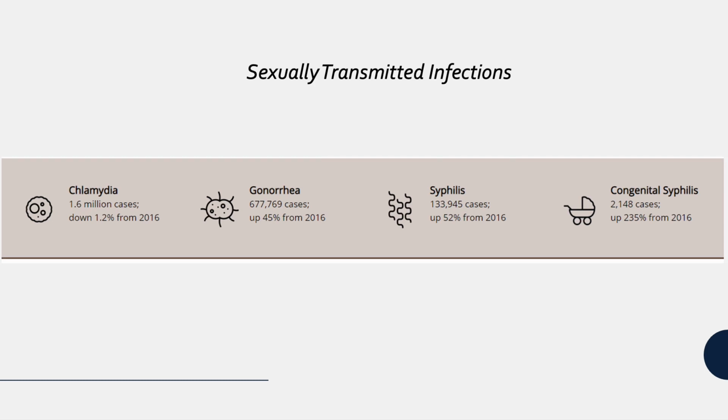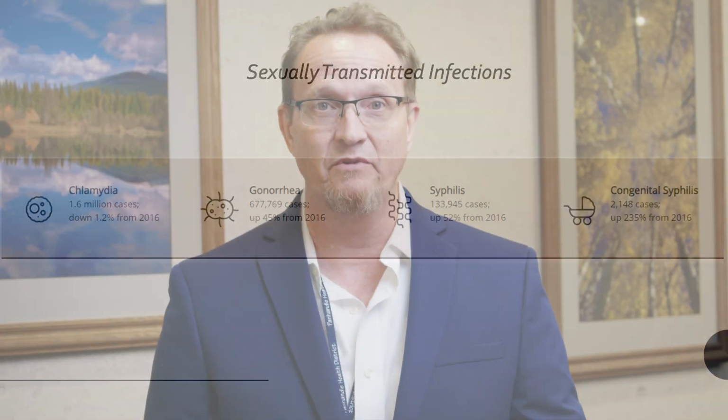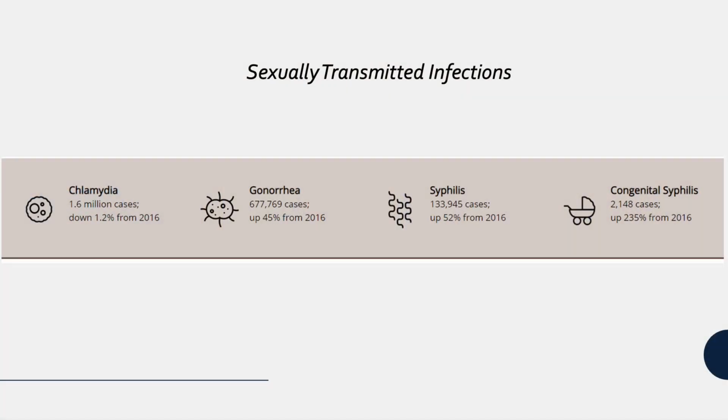And resistant gonorrhea has actually gone up quite a bit from there. Some predictions have said it's expected to reach about 50-50 of the uncomplicated gonorrhea to the antibiotic-resistant gonorrhea. Syphilis cases are on the rise everywhere across the country, including the Panhandle District. Across the country, they're up 52% from 2016.